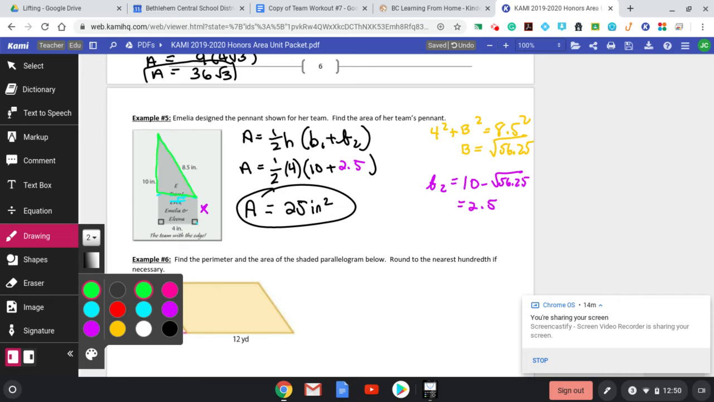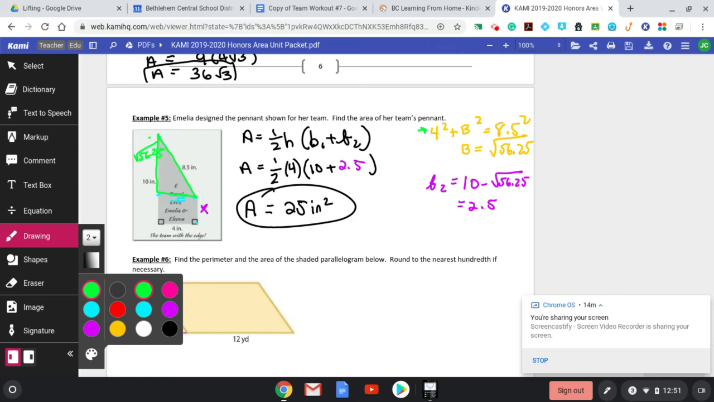Okay, I did Pythagorean theorem there, and as you can see in my work right here, I did leg squared, which was 4, plus b squared, which is the other leg in green, equals the hypotenuse squared, 8.5. I did all that out, and I got the square root of 56.25. But that's not the other base. That is just this part right here. All right, see that right there?